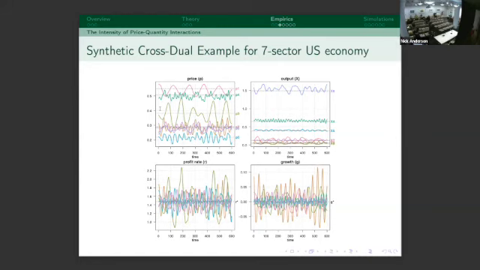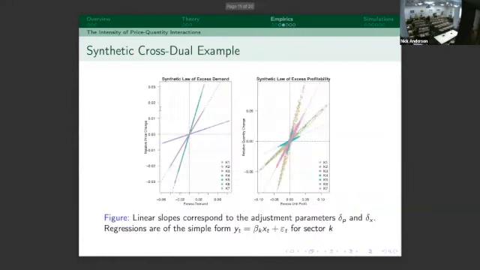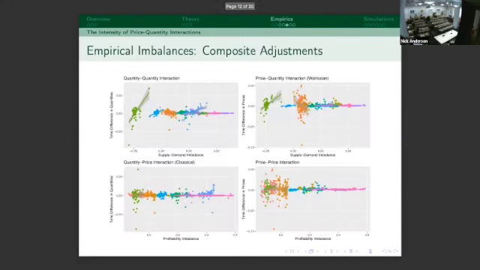And when you try to plot that in a two-dimensional plane, where you put excess demand and excess unit profit on the x-axis and the change in prices and quantities on the y-axis, you see, of course, linear slopes. They're so perfect and nice because I made up the adjustment coefficients and I didn't have to econometrically estimate them. When you try to do that with US BEA data, it's a mess, obviously. It's really, really difficult.